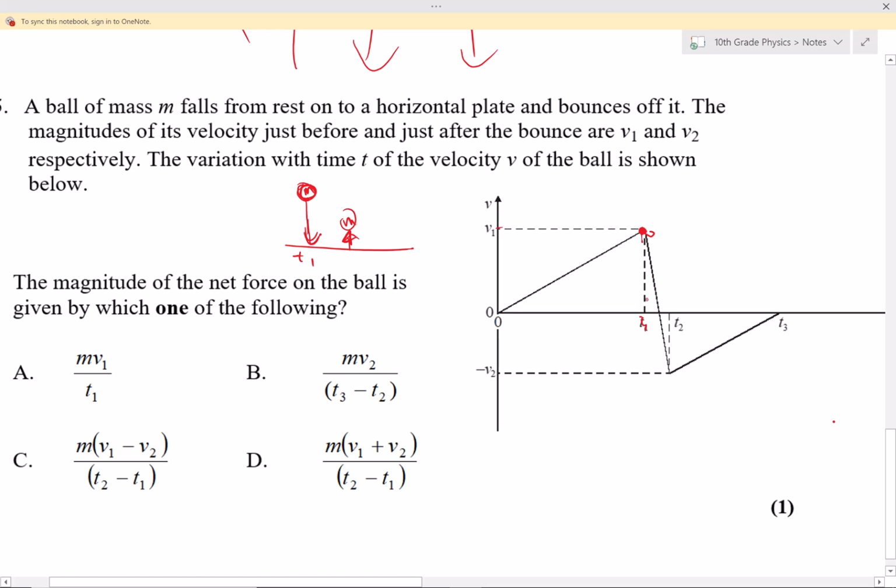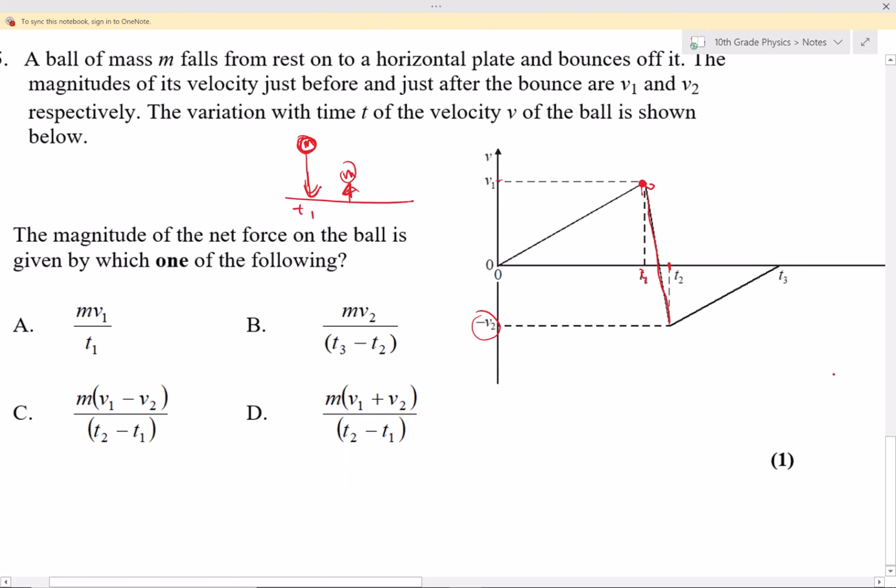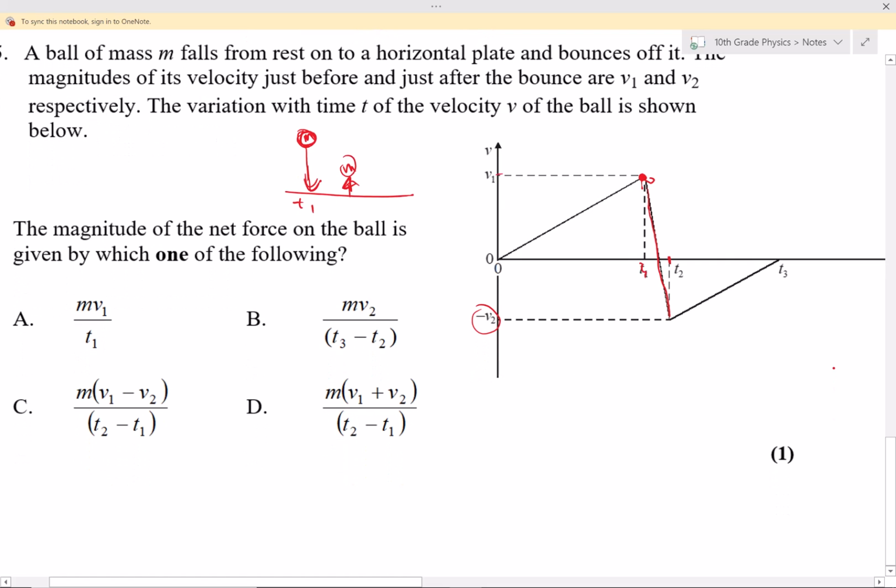And then it's in contact with the ground for a little while, and then at time t2 it bounces back up and has a velocity of negative v2, right? And so what we need to do is find out which one of these represents how much force was exerted on the ball, right? And so we want to think, okay, how can we relate force to the situation?